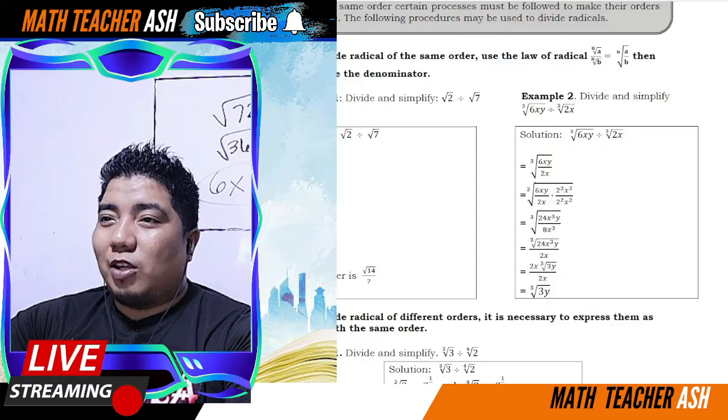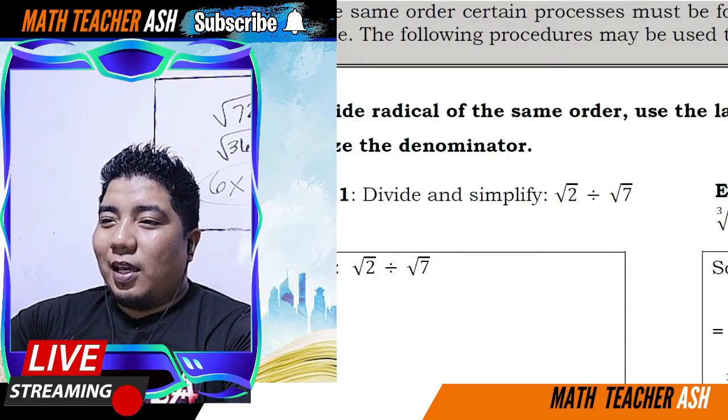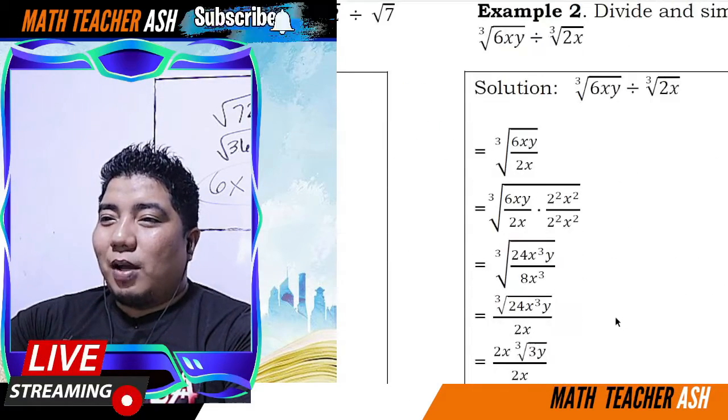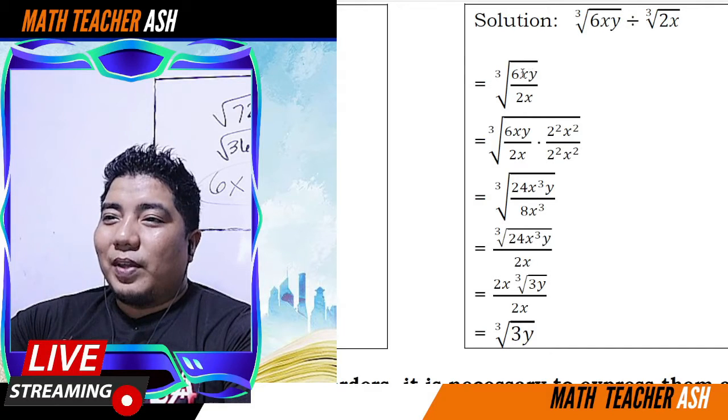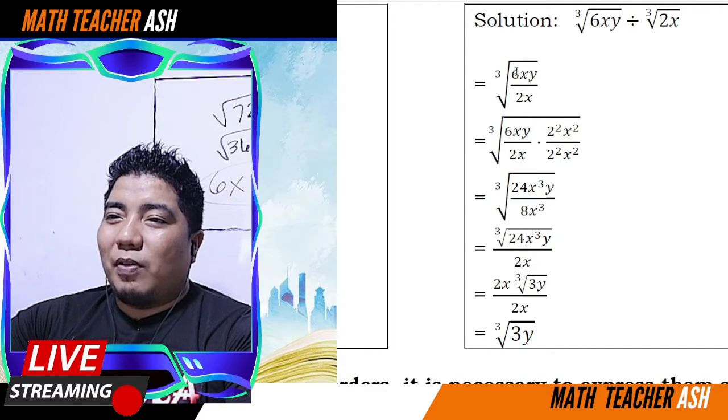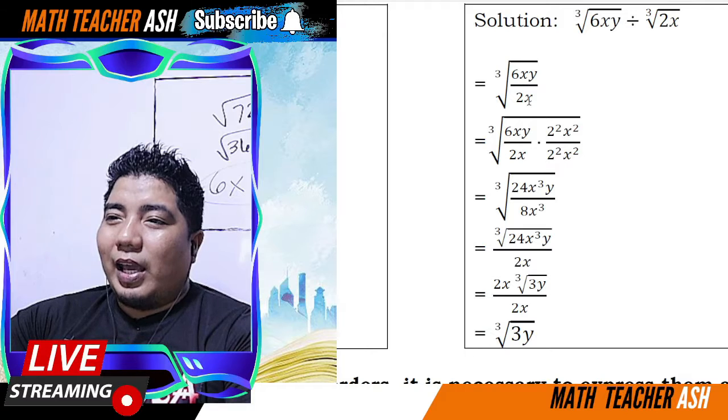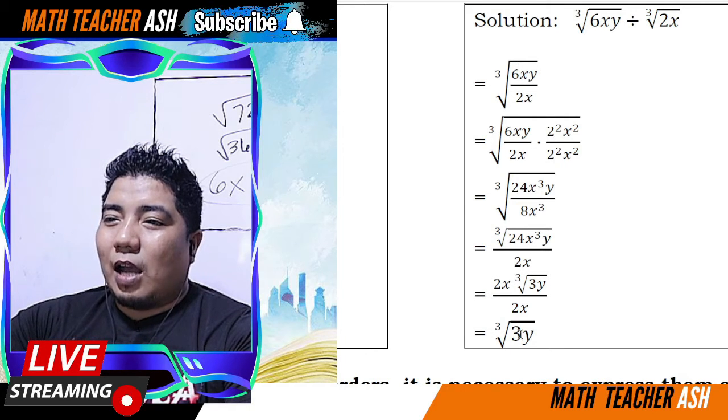Okay? Pakita ko lang sa inyo, my dear math learners. Palakihin ko lang. So, somehow, medyo may mga ano talaga. So, 6x and 2x can be simplified. 6 divided by 2, that is 3. X divided by x, that is cancelled out. And then copy y. So, the final answer is cube root of 3y.